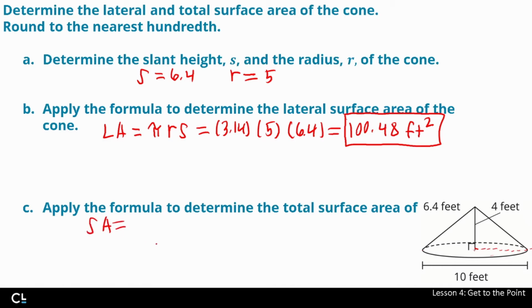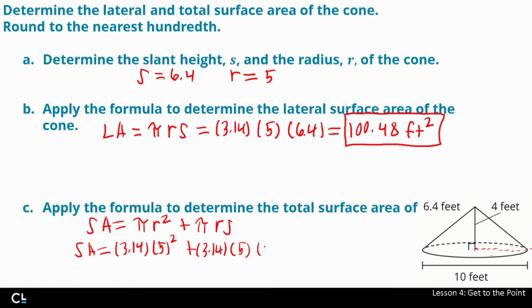So my total surface area is going to be pi r squared plus pi r s. Pi r squared is the area of our base, the circle that's there. And then pi r s is the rest of that cone, which we found up here. So once again, we just plug everything in. And we get our surface area is equal to 3.14. My radius is 5. We want to square it. Plus 3.14. My radius, which is 5. And then S, which is 6.4.